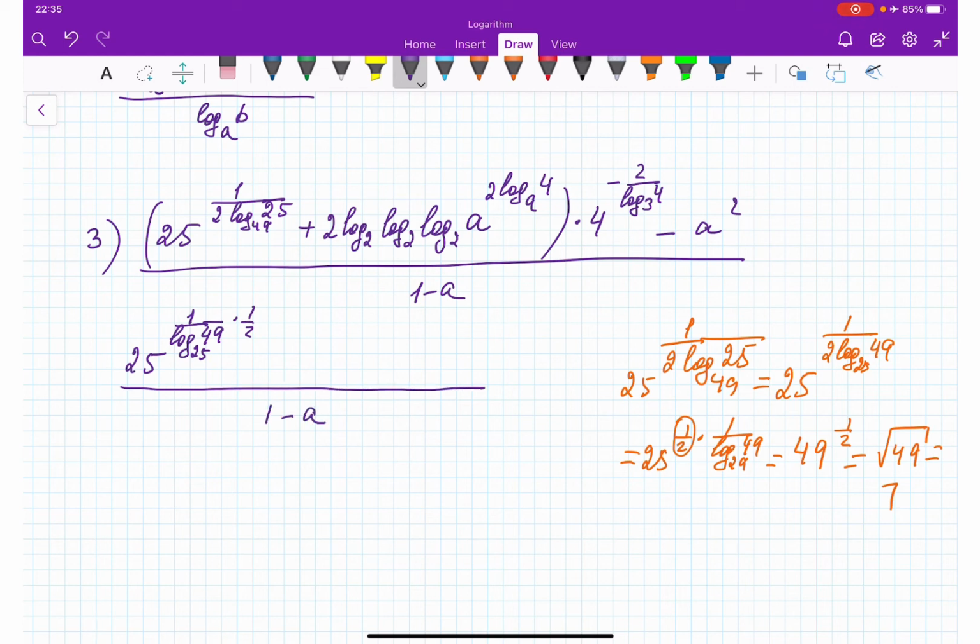1 minus a plus. So what are we going to get here? 2 plus 2 logarithm by base 2, another logarithm by base 2, and here we are going to get, let me see, this logarithm, a to power 2 log 4 by base a. Let me rewrite this a again, so it won't cause any confusion, right? So what is it going to be?